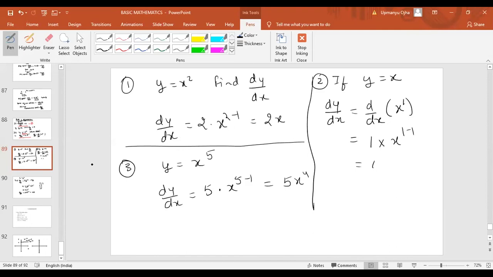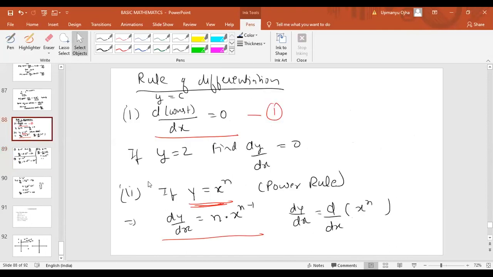Where I have written y power n, I have never written y power n. I have written x power n. Y equals x power n, then dy by dx will be d by dx of y. If it is y power n, then you have to differentiate with respect to y. Then x would be a function of y power n, and you have to differentiate x with respect to y.